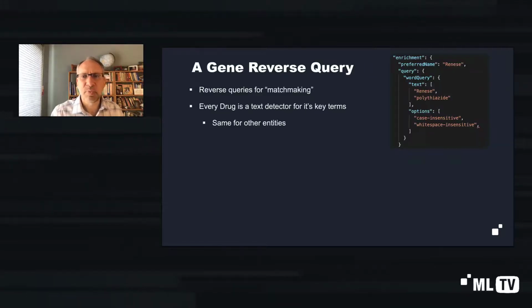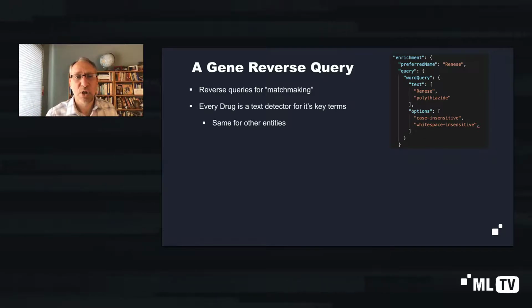Here's an example. In the gene record, there's this query, which is our standard serialization of a query. MarkLogic knows how to identify this. There's a query, which is a word query for these 2 words. These are the alternate names for the drug, Renice, and there's a couple options there. So this is the scanner that allows this gene record to effectively be watching for any publication about it.